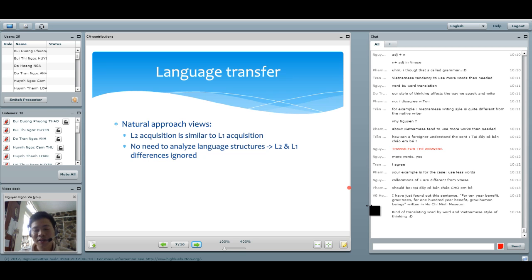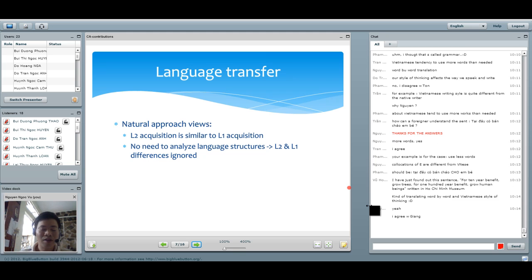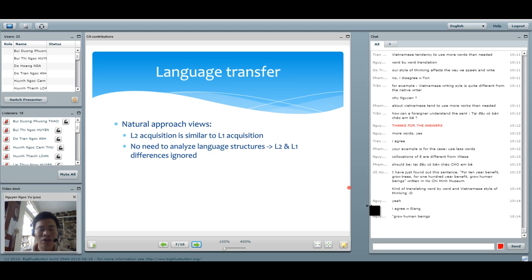Now, quite different from the behaviorist view, the natural approach believes that learning a new language or acquiring a new language is very similar to the way we learn and acquire our mother tongues. Therefore, there is no need to analyze language structures, and the differences between L1 and L2 should be ignored.